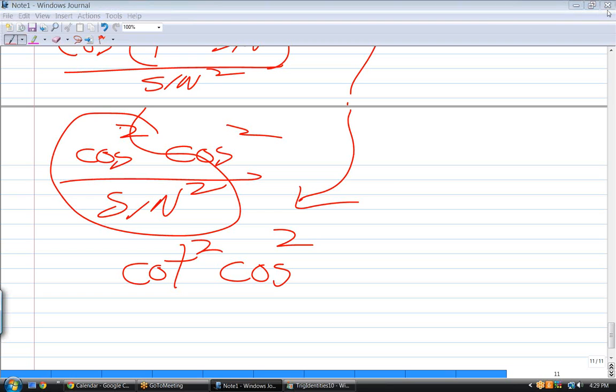I think you understand basically what the goal is on these, and remember that if all else fails, turn everything into sines and cosines. That won't always work, but it works a lot.